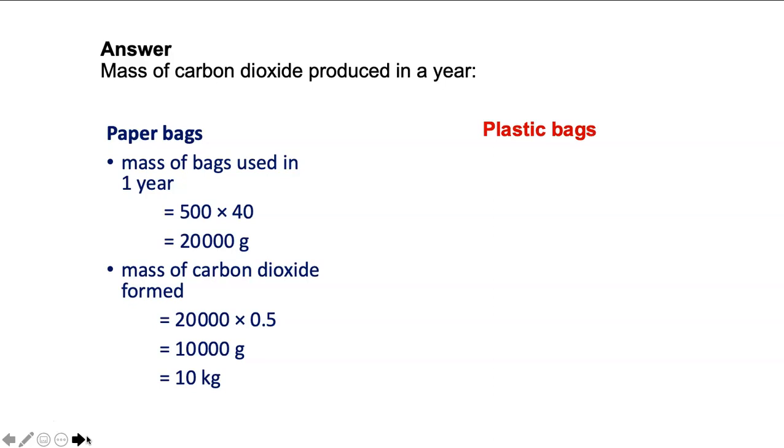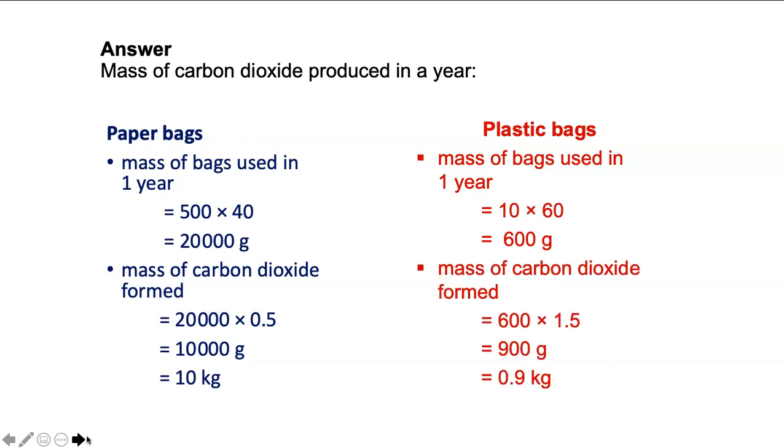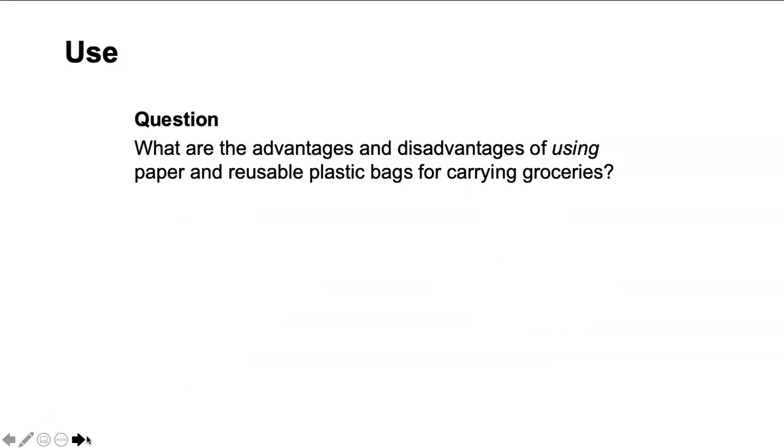In terms of plastic bags, 10 times 60, so that's 600 grams, or the mass of the bags is 600 grams in a year. Multiply that by 1.5, which gives 0.9 kilograms of carbon dioxide. So you can see a clear difference between the two.